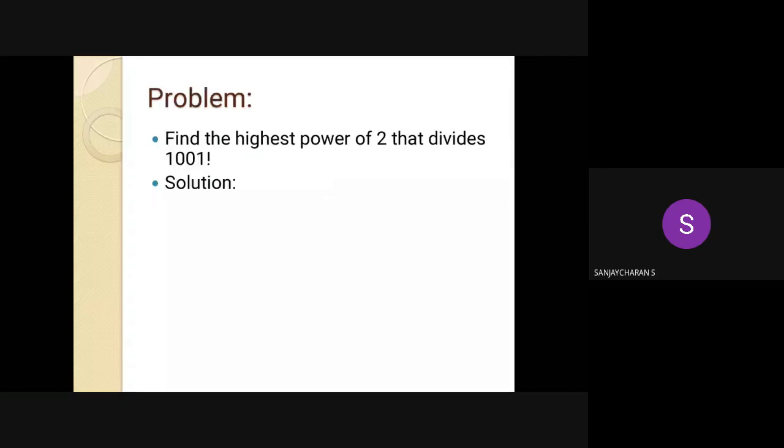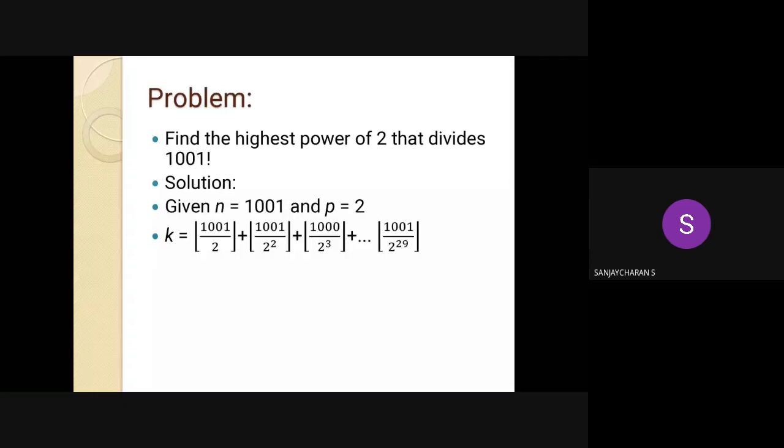Find the highest power of 2 that divides 1001 factorial. So here n is 1001, p is 2. Just apply the formula: floor of 1001 by 2 plus 1001 by 2 square, up to 1001 by 2 power 29. Okay. So, sir, how do you find this 2 power 29?